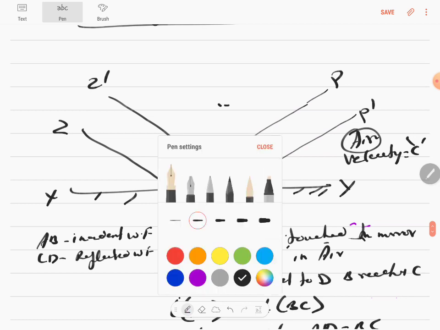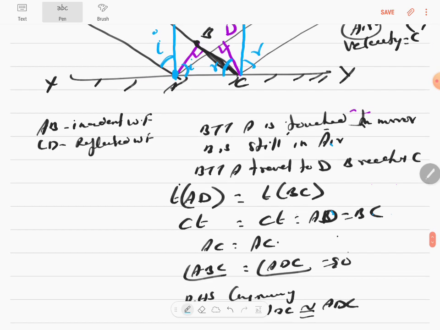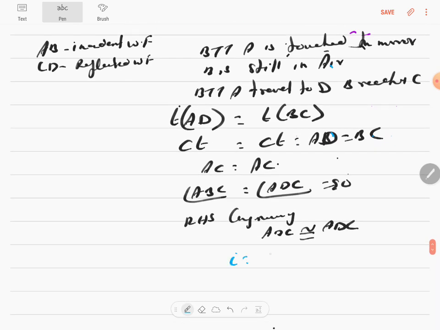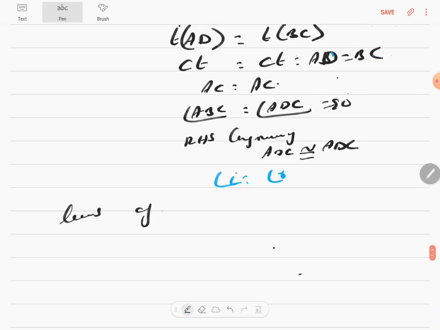Coming back here, you should draw a normal at the point of incidence and mark this as angle of incidence. But we want the angle the incident wavefront is making with the mirror. This is I. Similarly, you can draw a normal at the point of reflection and call this R, but that's not what we want. We want the reflected wavefront making with the mirror as R. Therefore, by congruency, angle I is equal to angle R, which proves the laws of reflection of light. The law says that the angle of incidence equals the angle of reflection.